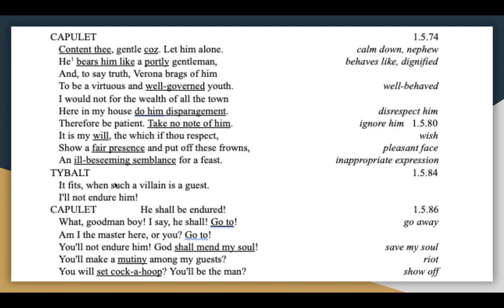Tybalt says, "It fits when such a villain is a guest, I'll not endure him." So I'm not going to put up with this. When such a criminal is our guest, when such a villain as Romeo comes here when he's not invited, I'm not going to tolerate this.